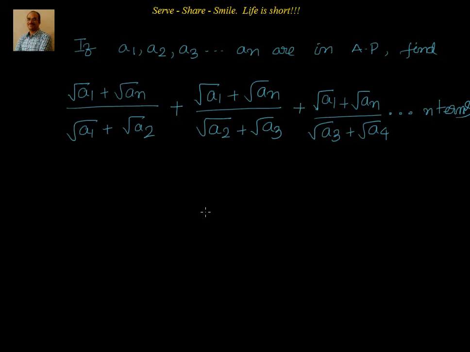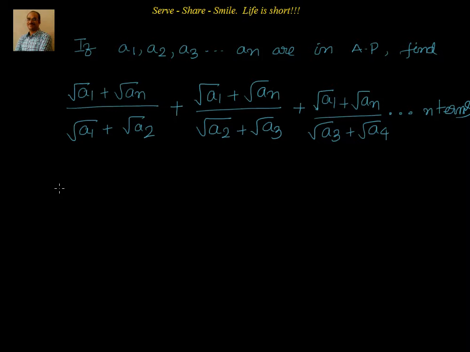Let's look at this interesting example related to arithmetic series or arithmetic progressions. We have been given that a1, a2, a3 up to an, n terms, are in arithmetic progression. We have to find the value of 1 by (root a1 plus root a2) plus 1 by (root a2 plus root a3) and so on, for n terms, and find the sum of this. Now, how to solve this particular problem?